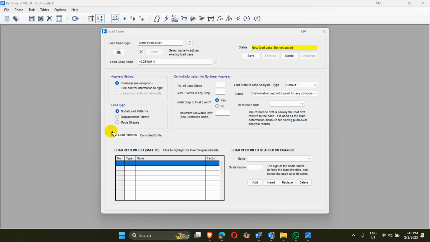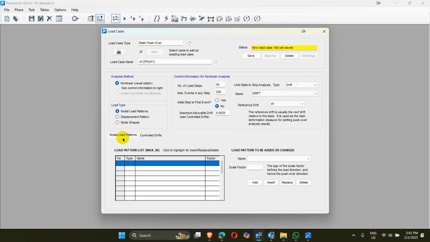So let me go for nodal load pattern. Here first of all I have to go for control information for nonlinear analysis. Let me keep the number of load steps as 50. Maximum events is 200 in any step. Suppose for example my initial step to first event is no, so the maximum allowable drift is 0.0025. 0.0025 means 0.25 percent. The control deformation, let me go for control by drift. It is along the h1 direction, so select d1.